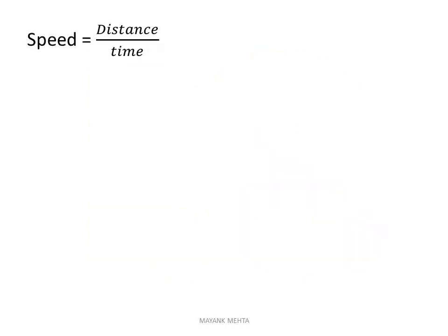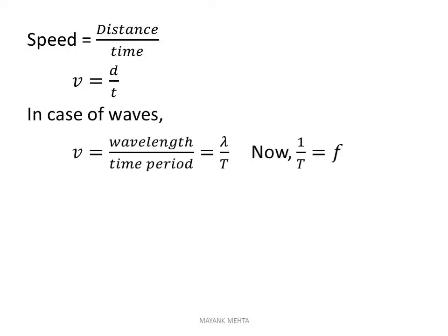Now the derivation of the equation. Speed is equal to distance upon time, so you know that V is equal to D by T. So in case of waves, distance is wavelength and time is the time period T. So we can say that speed is equal to lambda upon T.